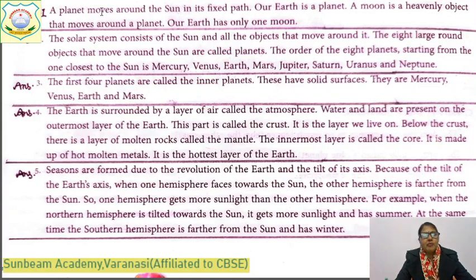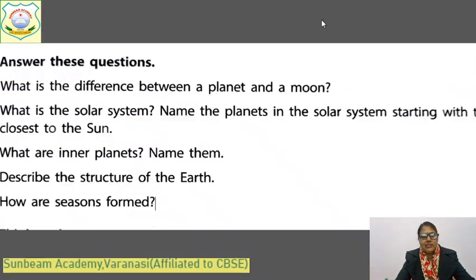A planet moves around the sun in a fixed path. ठीक है, दिस इज द प्लैनेट है, क्या होता है जो कि सन के चारों ओर फिक्स पाथ में घूमता है, एंड आवर अर्थ इज अ प्लैनेट. And a moon is a heavenly object that moves around a planet. Planet के चारों ओर मून घूमता है, but planets क्या होते हैं, सन के चारों ओर घूमते हैं. This is the difference. And our earth has only one moon, है ना? And come to the another one. The question number 2. What is the solar system? Name the planets in the solar system starting with the one closest to the sun.